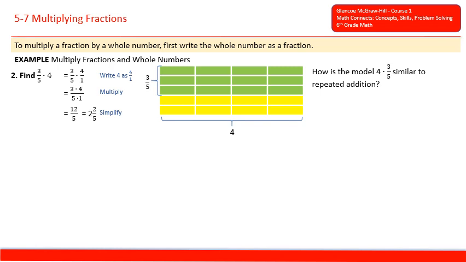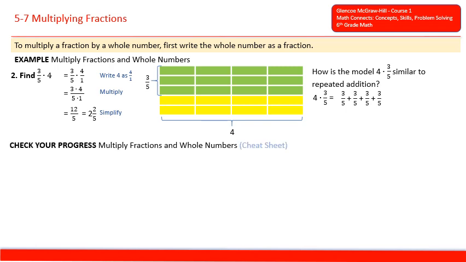How is the model 4 times 3/5 similar to repeated addition? Well, we have 4 times 3/5. Notice that in each stack 3/5 of it are green, and there are 4 of them. So it would be the same as adding 3/5 plus 3/5 plus 3/5 plus 3/5.